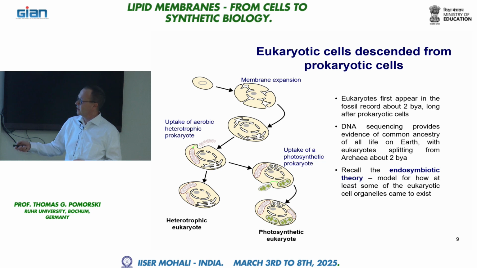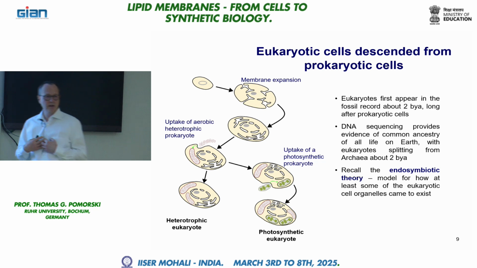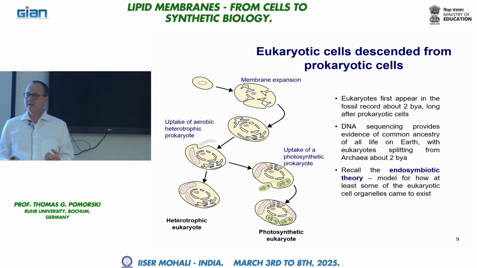So from the original cell that was an organism using only organic substances, you now had a heterotrophic eukaryote that was able to produce ATP from organic substances by the use of oxygen, and here a photosynthetic organism that would be able to produce ATP by the use of light. So that's basically the way the precursors of our cells were formed.